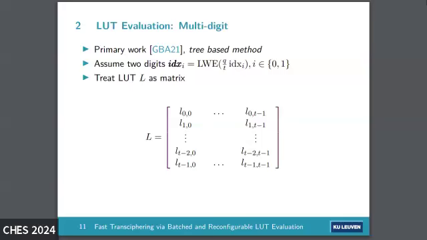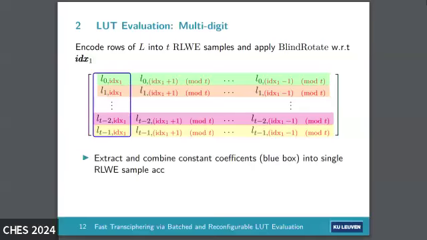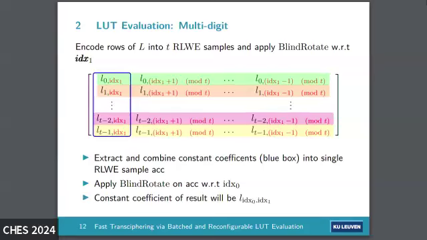So the first step would be that we use the algorithm previously described for a single index on every row of this matrix. So what you'll see is we're going to rotate the columns by the first index. This will result in a set of ring LWE samples, which we can extract and combine the constant coefficients of into a single LWE sample, and then apply the blind rotation procedure again on this new LWE sample. And so the result will actually then just be in kind of the 0-0 slot.